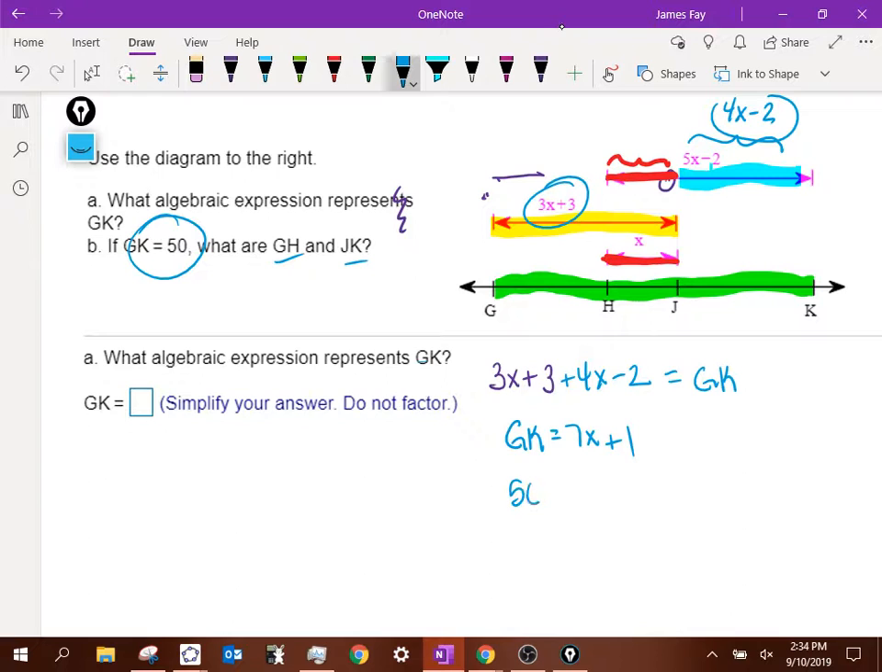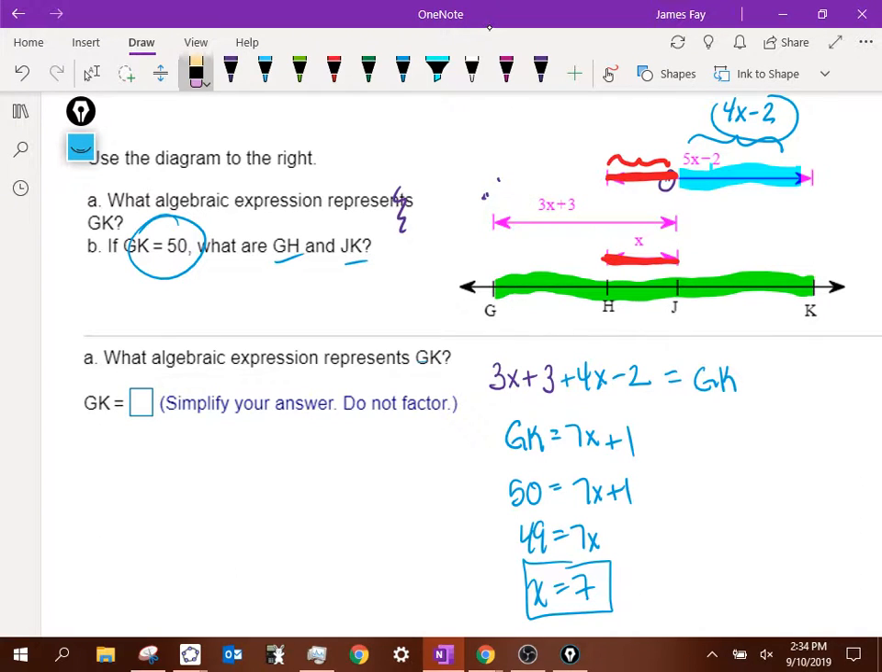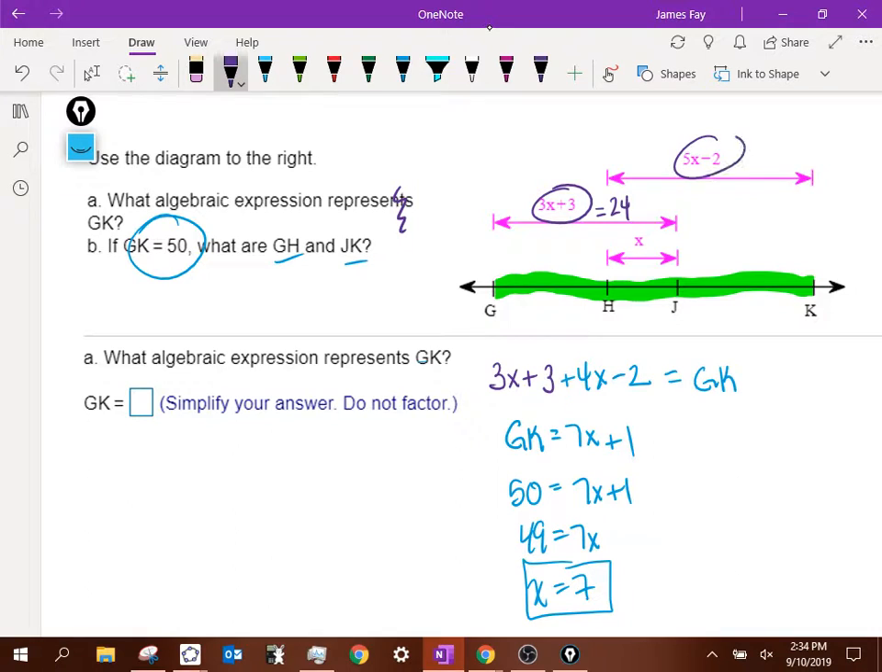Okay, so GK is actually 50. Subtract 1 from both sides, you get 49 is equal to 7x, right? X is 7. Plug things back in. If I plug 7 into that, which would be 21 plus 3, would be 24. If I plug 7 into that, I get 35 minus 2, which would be 33, correct? And this distance here would be 7.